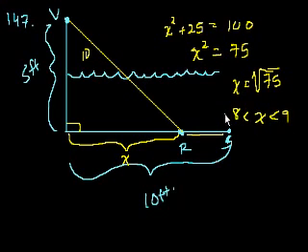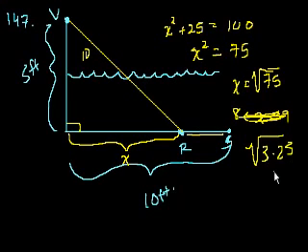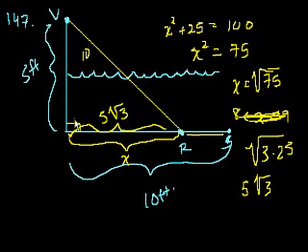Actually, they write it in terms of square root of. So let me simplify this a little bit more. So I can write square root of 75 as 3 times 25. Square root of 25 is 5, so that becomes 5 square roots of 3. So this distance right here is 5 square roots of 3. So if I want to figure out this distance, I just subtract that from 10. So 10 minus 5 square roots of 3. And that is choice A.